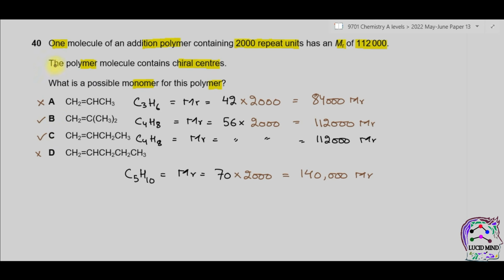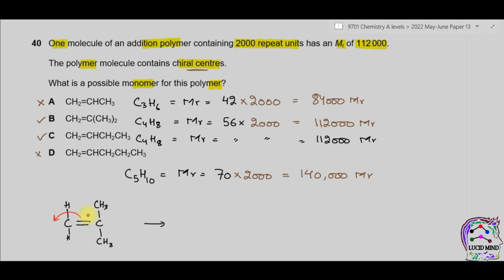Now we have the other point which says the polymer molecule contains chiral centers. Now chiral centers is the one in which carbon atom is attached to 4 different groups. So let's find out the polymer for B and for C. So for B, we have CH2, double bond, C, and we have 2 CH3 groups. So only those carbon atoms that are part of double bond, they are shown in the backbone of polymer, not the side carbons. So what will happen?